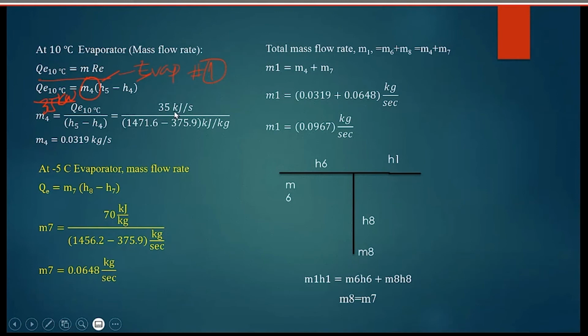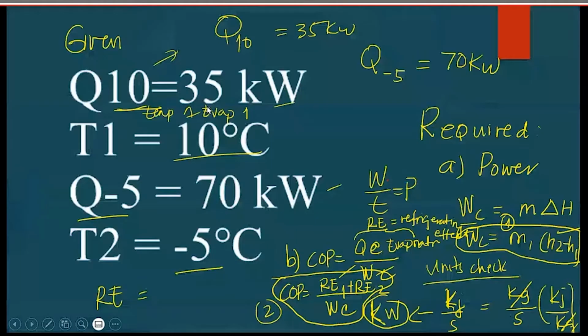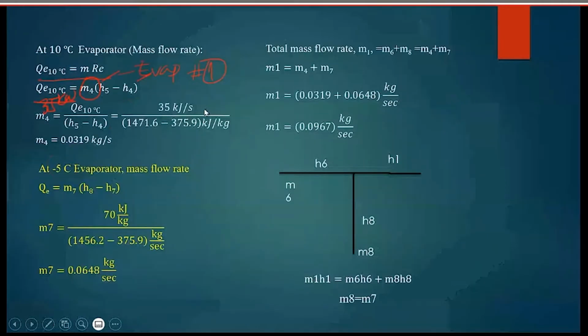35 kilowatt is just 35 kilojoule per second. We convert kilowatt into kilojoule per second so that we can cancel the other parameters or units. So substituting values, immediately we have this M4. The same process we have to do for the second evaporator.